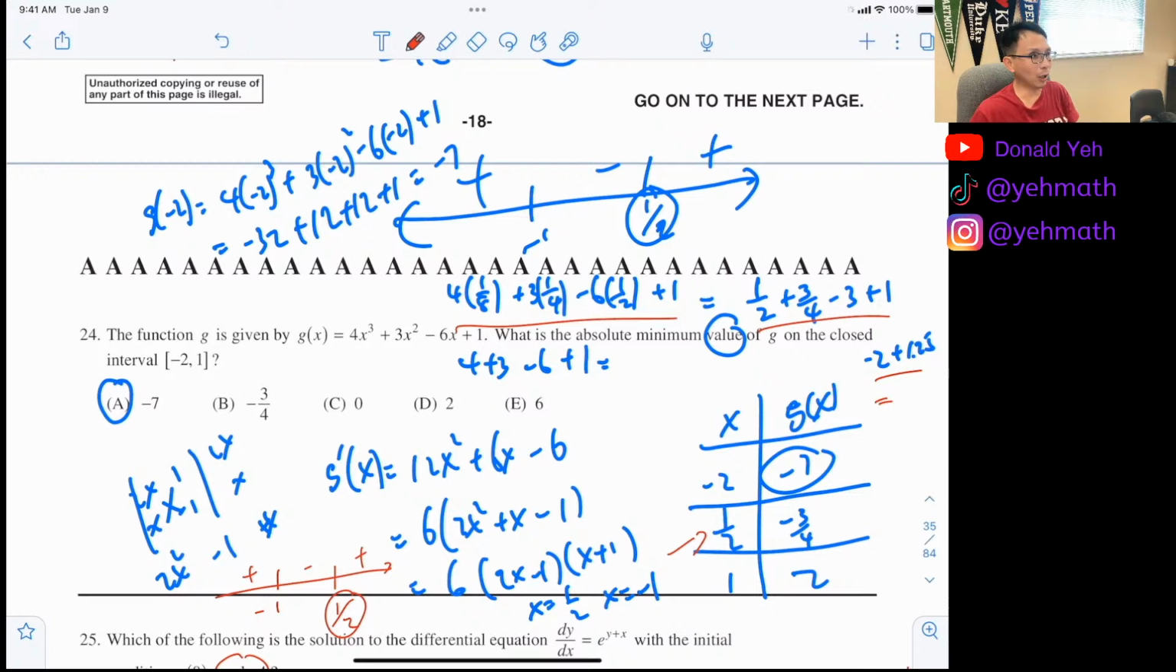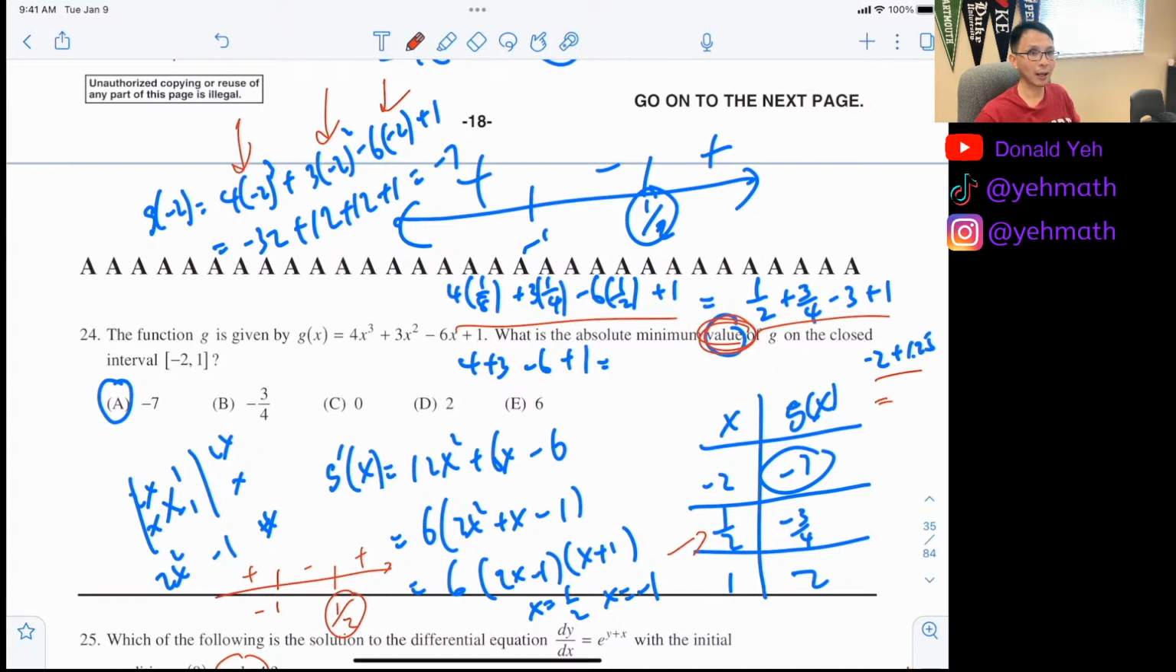But it's not -3/4. I wanted to check my endpoint because I felt like -2 is going to cause the whole function to be way below that. So I plug -2 into the function to get a value. I got -7. I said, wait, -7 is below -3/4. So therefore, my answer is -7. Answer is A. It's such a mean problem.